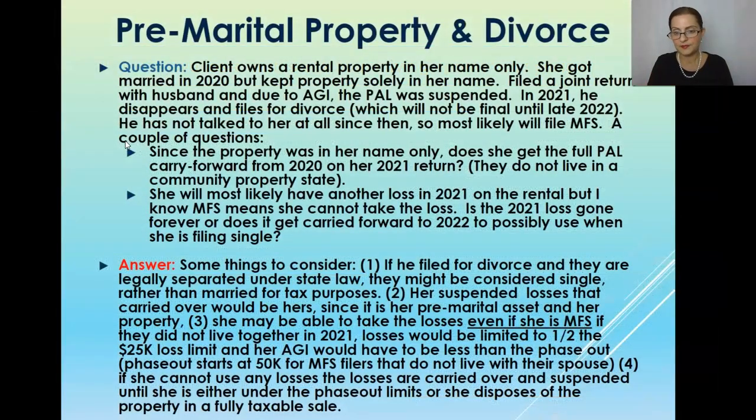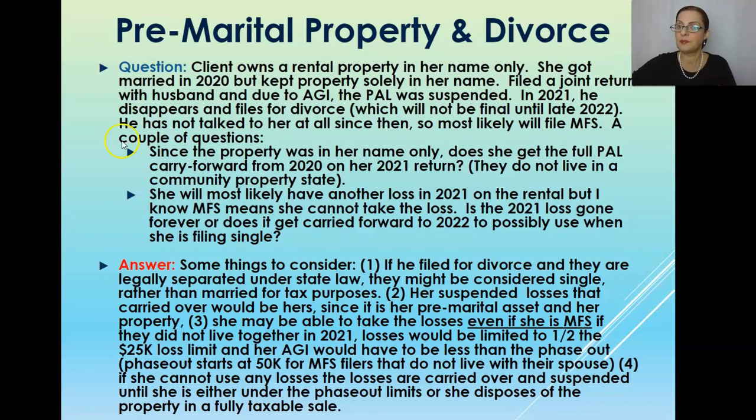And then number 4, if she cannot take any losses because she did live with her spouse in 2021, you don't lose the losses. They're just carried over again and suspended until she's either under the phase-out limits or she disposes of the property in a fully taxable sale. Okay, so she doesn't lose anything. The losses don't get lost. They just get carried over.